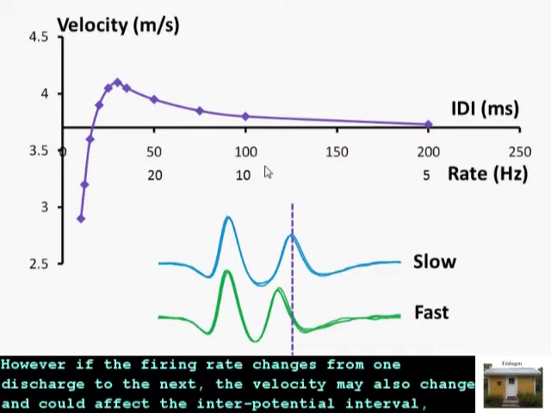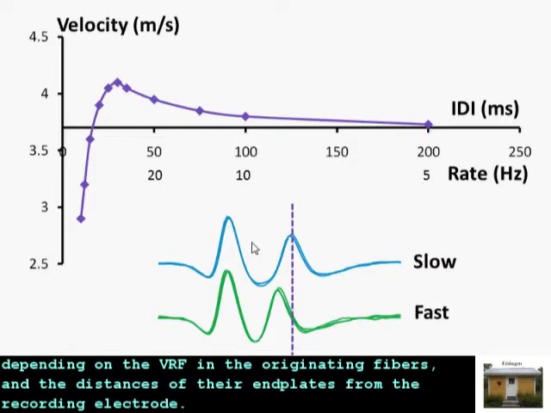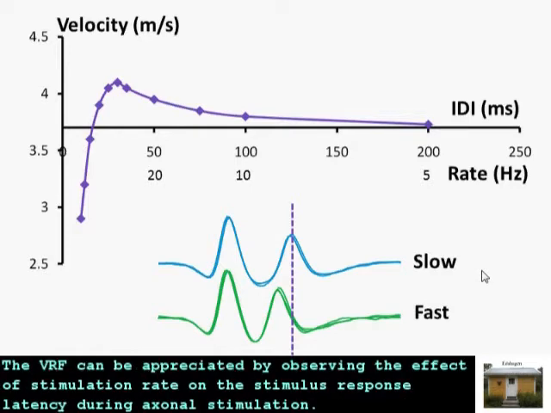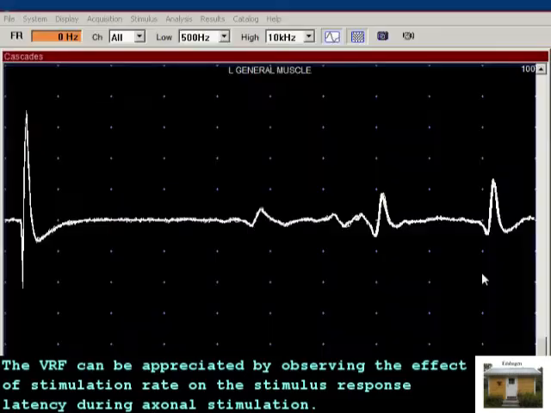However, if the firing rate changes from one discharge to the next, the velocity may also change and could affect the interpotential interval, depending on the VRF in the originating fibers and the distances of their end plates from the electrode. The VRF can be appreciated by observing the effect of stimulation rate on the stimulus response latency during axonal stimulation.